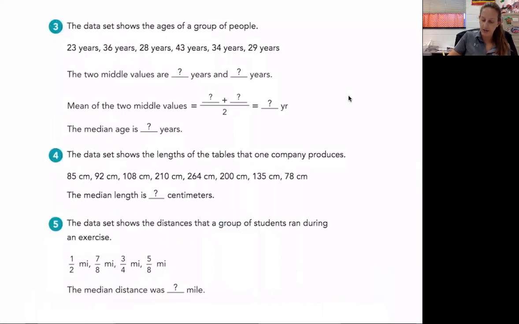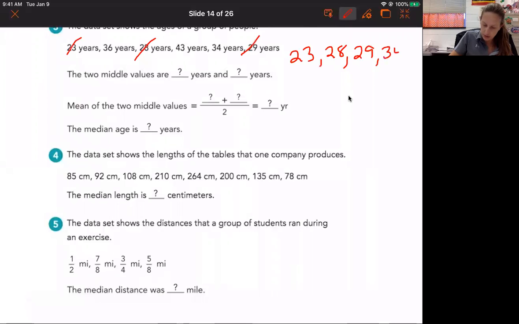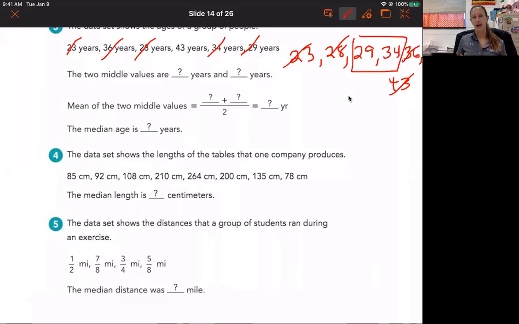Now here, they're giving us 6 numbers, an even number of values, so we're going to have 2 numbers that are exactly my middle. If I list these out least to greatest, I have 23 as my lowest, and then 28, 29, 34, 36, and 43. I cross outside in, and here again, I've got 2 numbers on the inside.